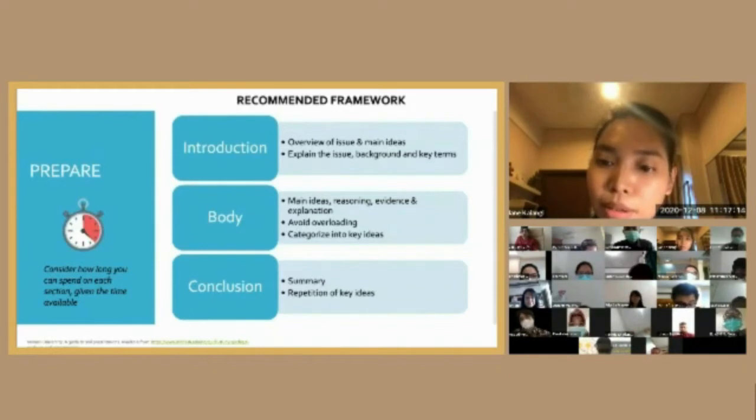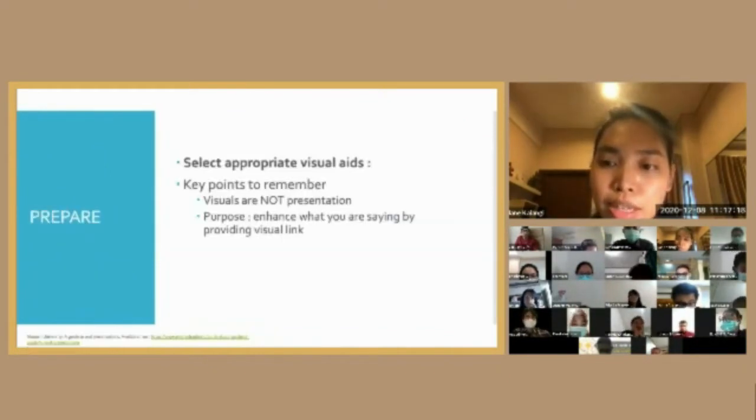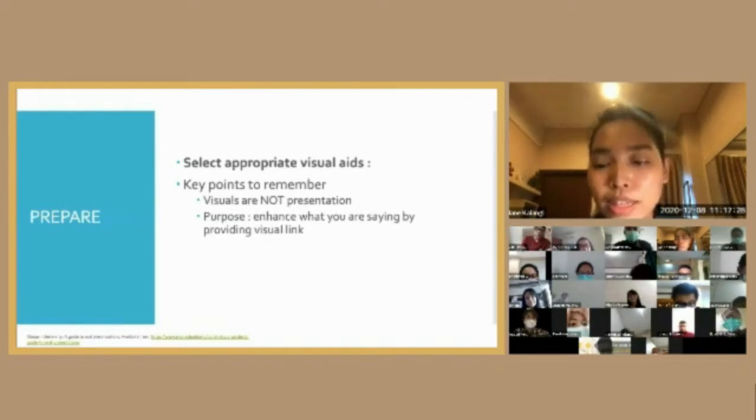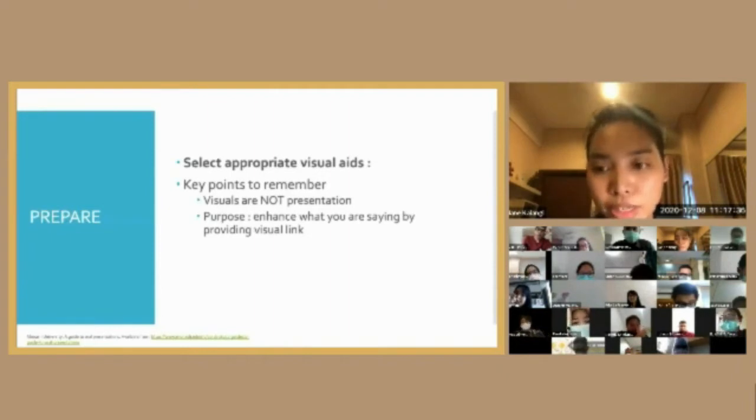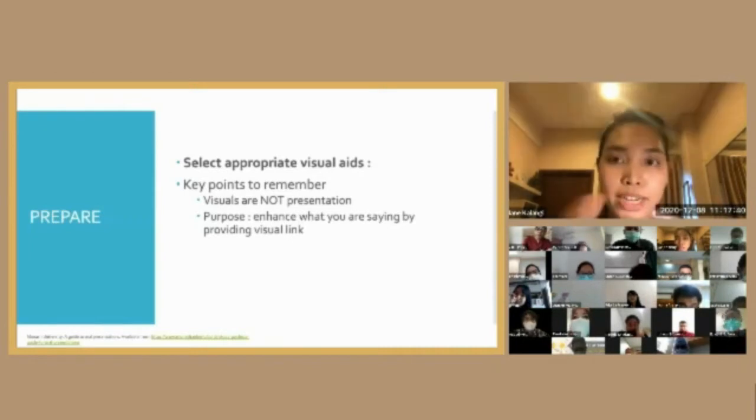Next, please. So the second point in preparing your presentation is to select appropriate visual aids, meaning to have some figures, bar charts, and also smart charts to complement your presentation. But please remember that those visuals are not the presentation, since their purpose is just to enhance what you're trying to say by providing the visual link. Next.